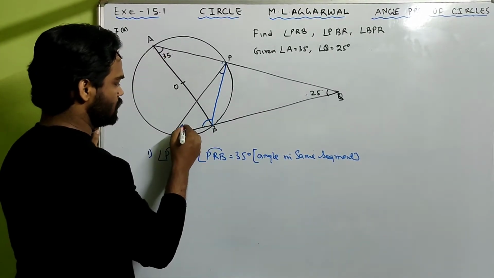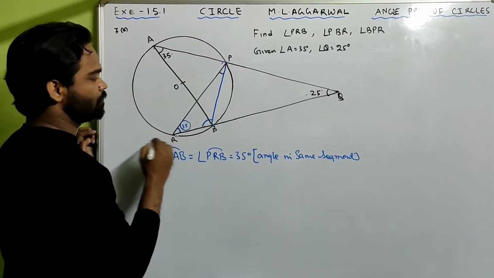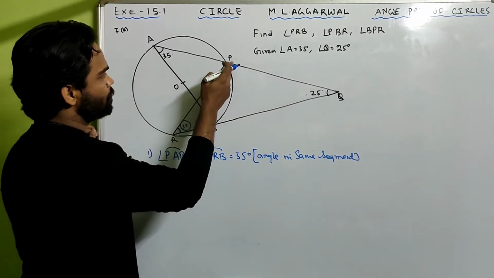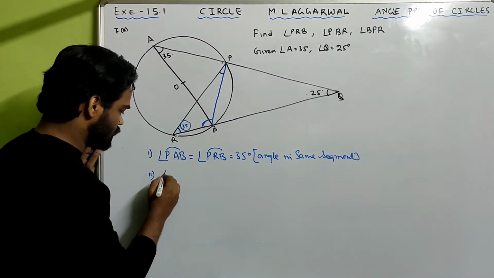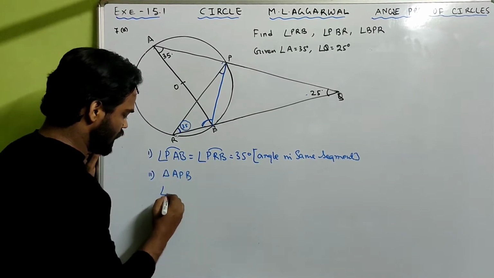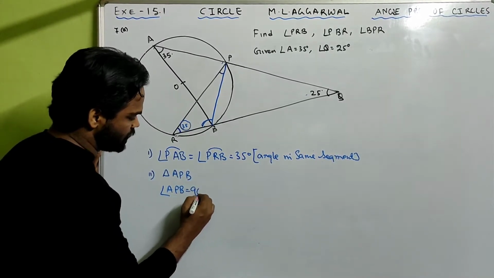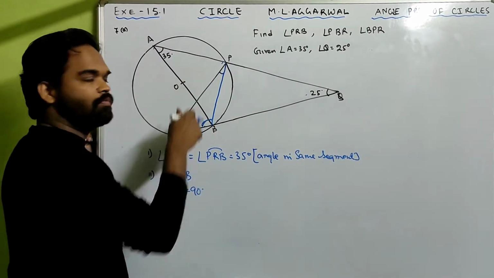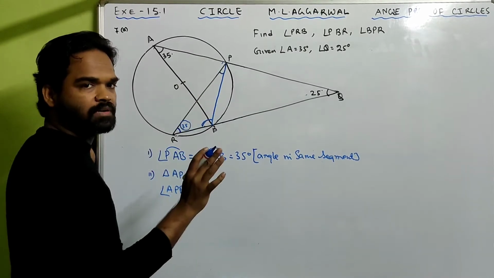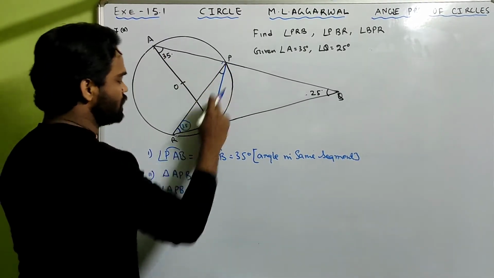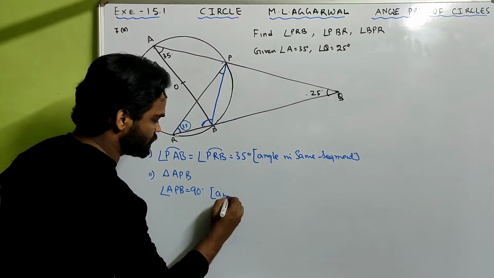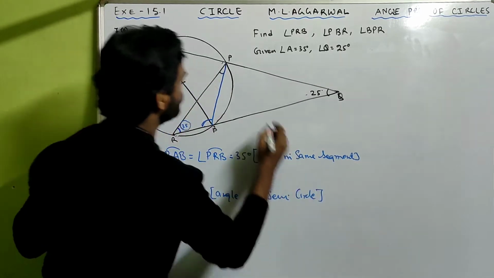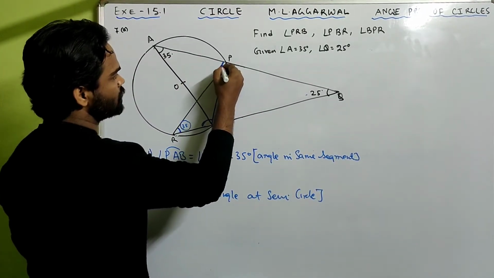So this is known, 35 degree. Now this angle, how to find? Just look over here in triangle APB. In triangle APB, angle APB will be equal to 90 degree. Angle in a semicircle, see, AB is the diameter, so if you form an angle with the diameter at any point on the circumference, that will be 90 degree. So APB is equal to 90 degree. Angle in a semicircle, isn't it?